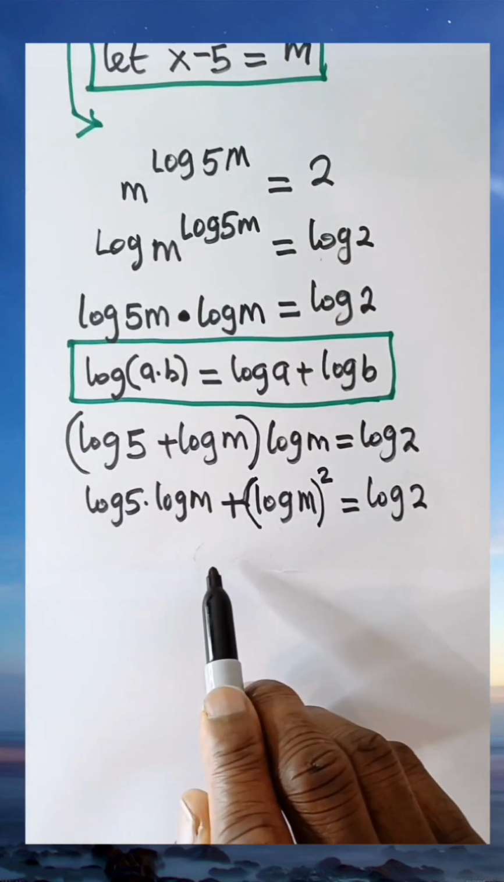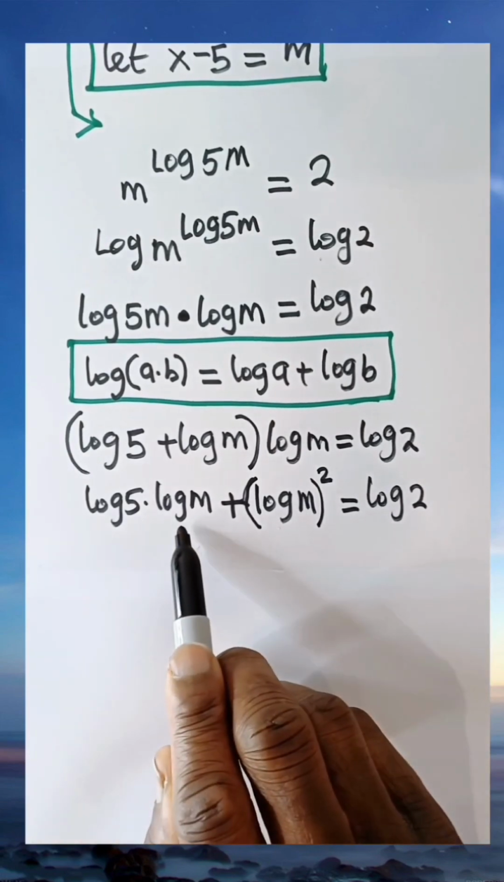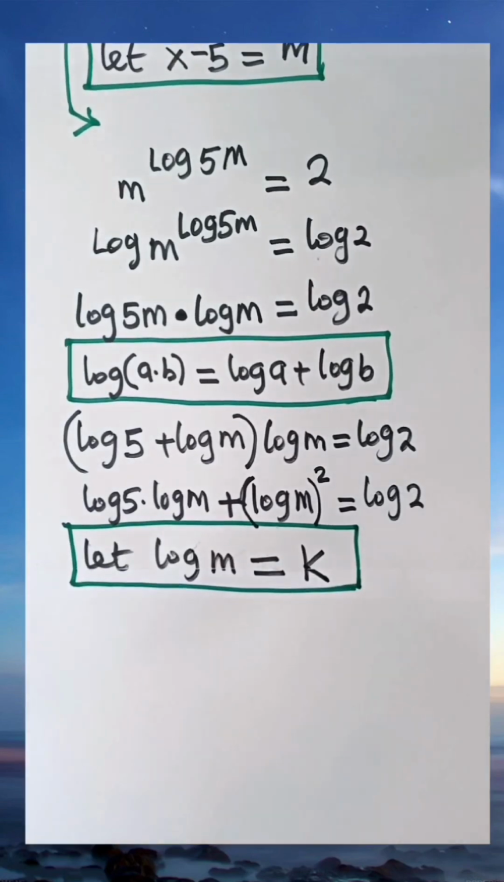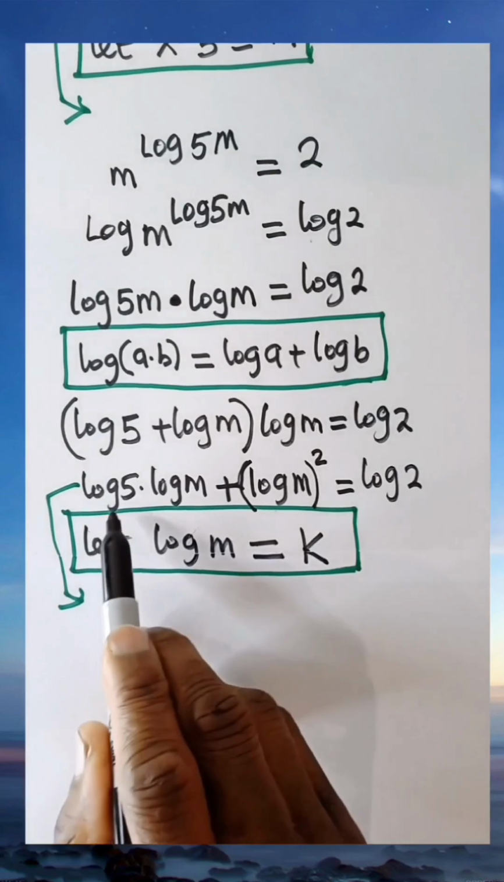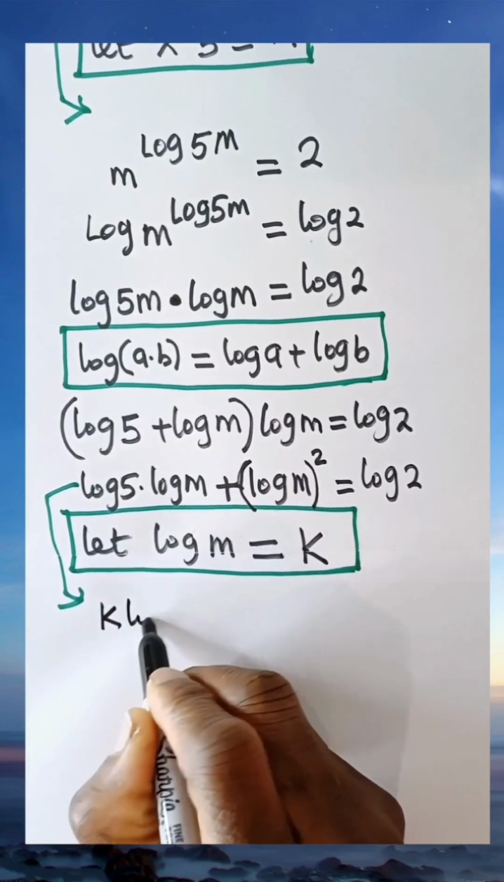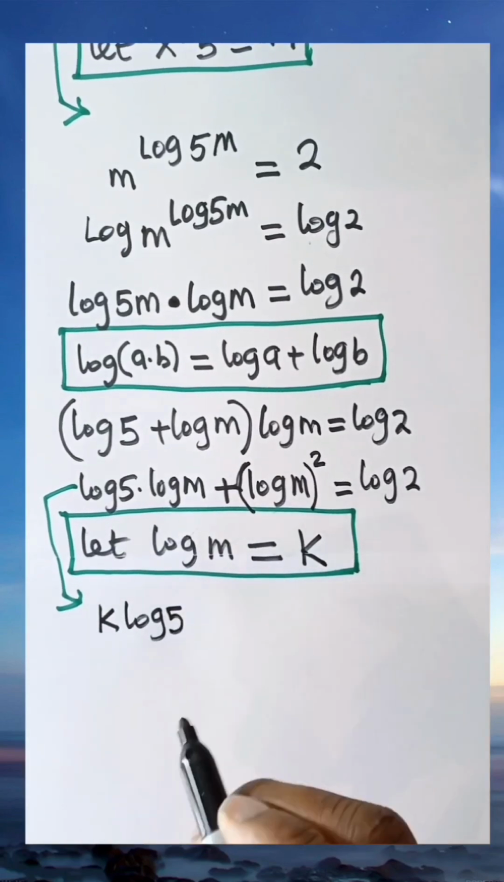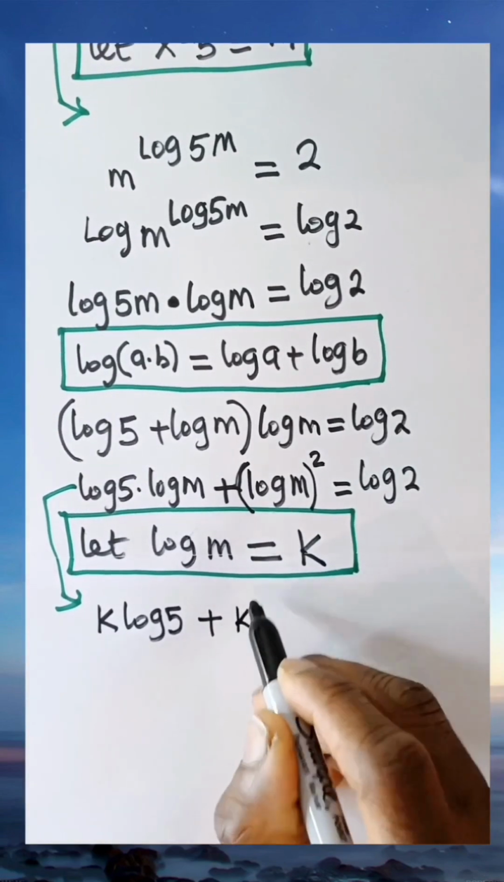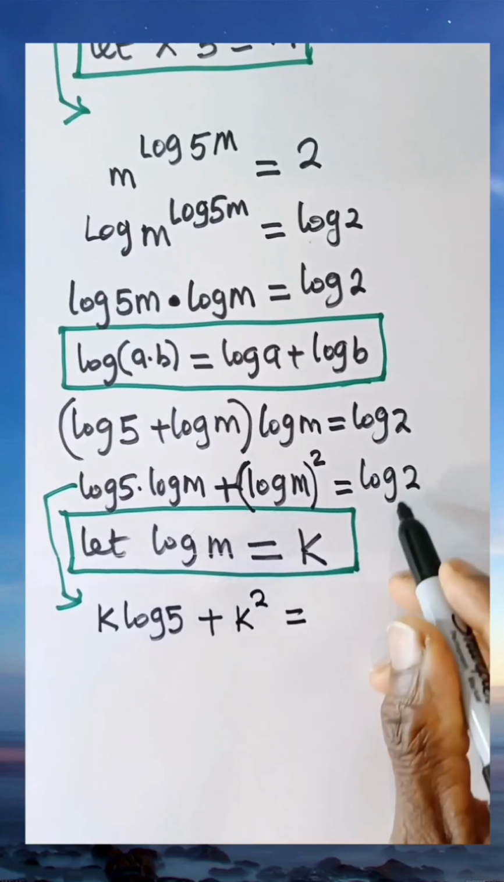Again, we are going to make a substitution. We are going to represent log m with a variable. Let us consider variable k. So here we have log 5 times k, so I will say k log 5, plus, and here we have k squared. And this is equal to log 2.